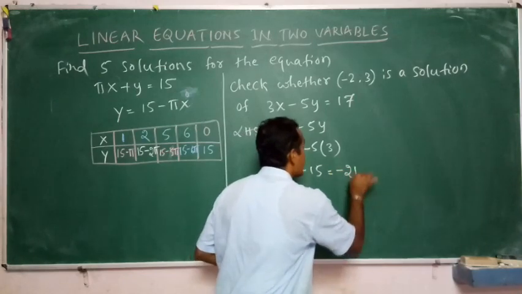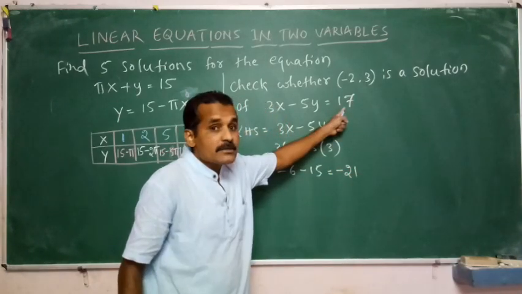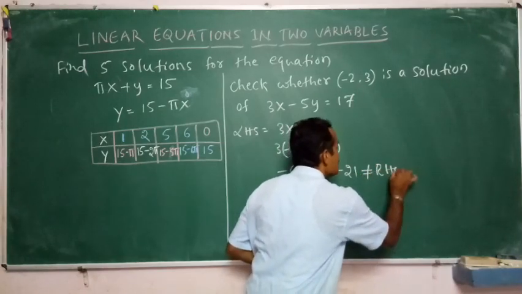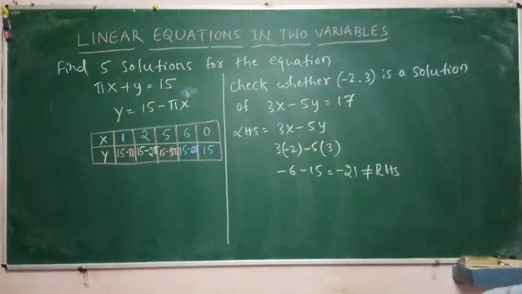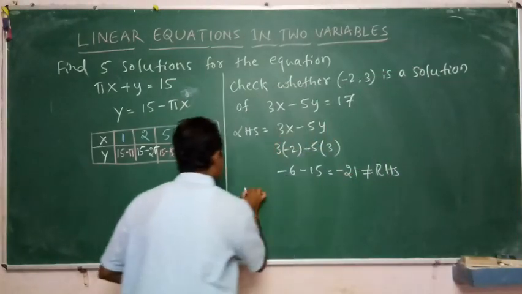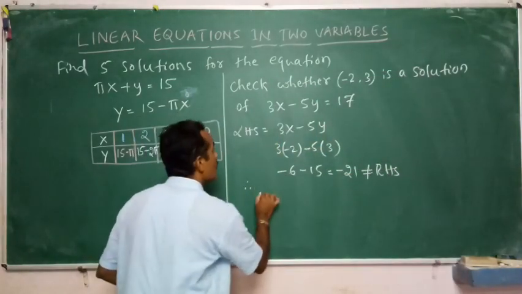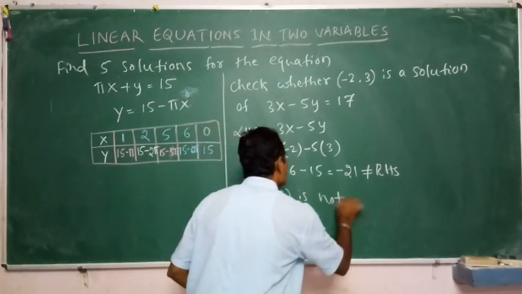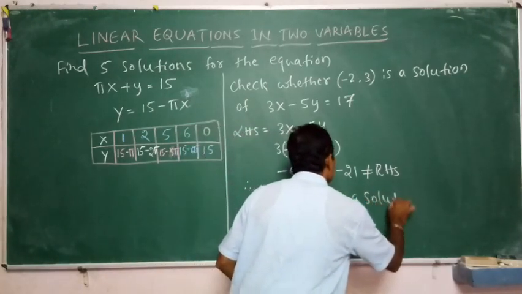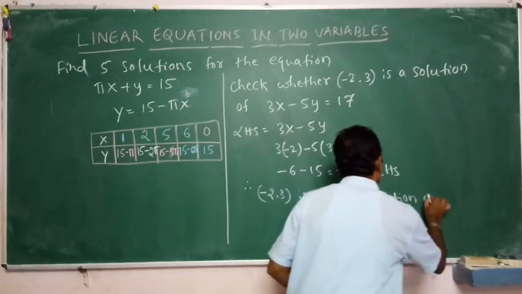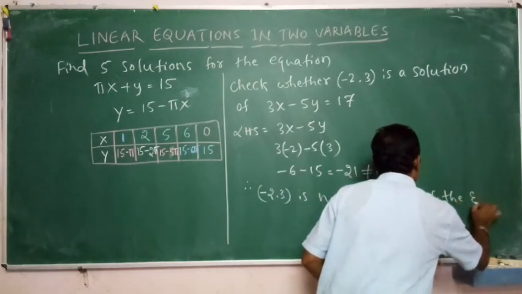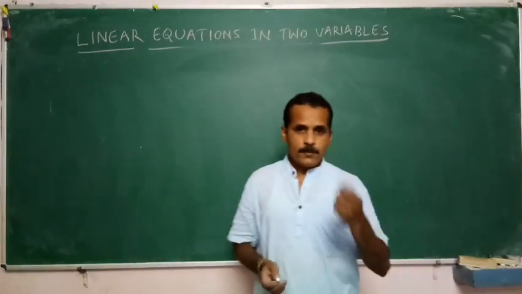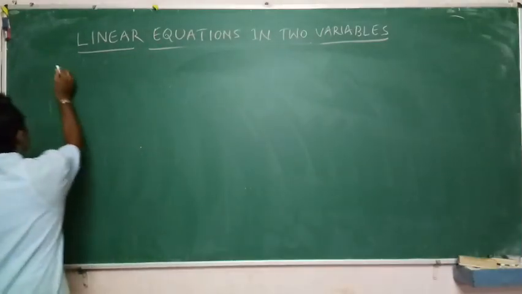This is minus 21. We are supposed to get 17, but we did not get it, which is not equal to RHS. And we can say, therefore, (-2, 3) is not the solution of the equation. Not the solution of the equation. Let's go for a few more problems.